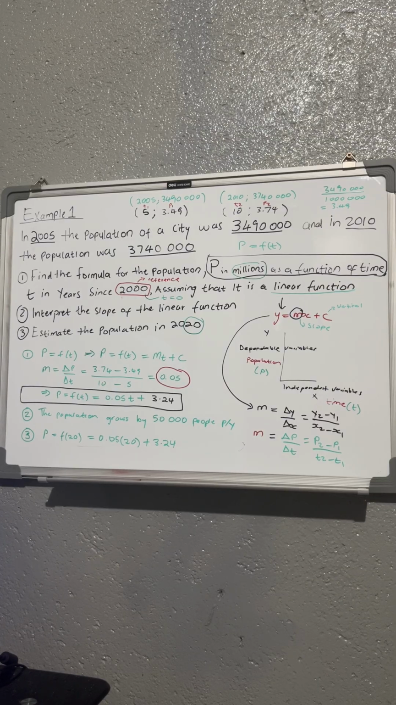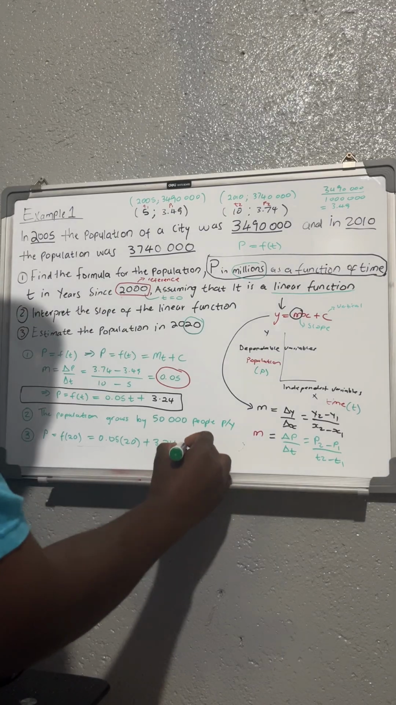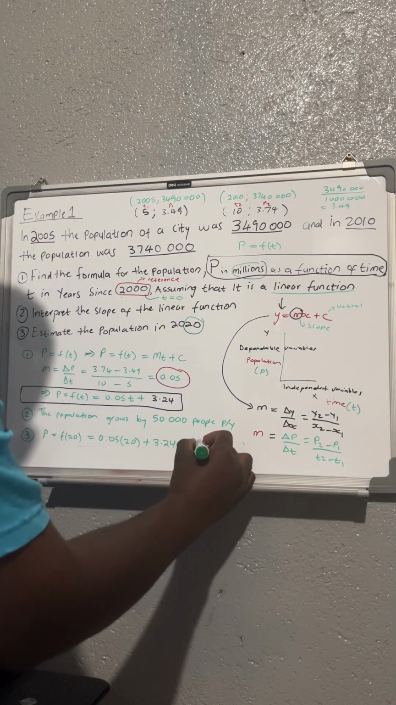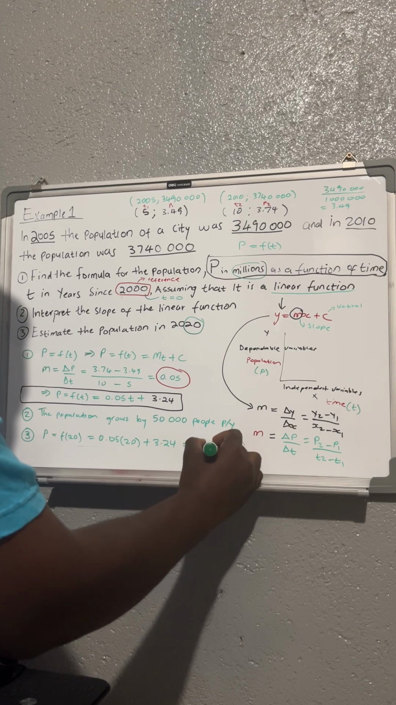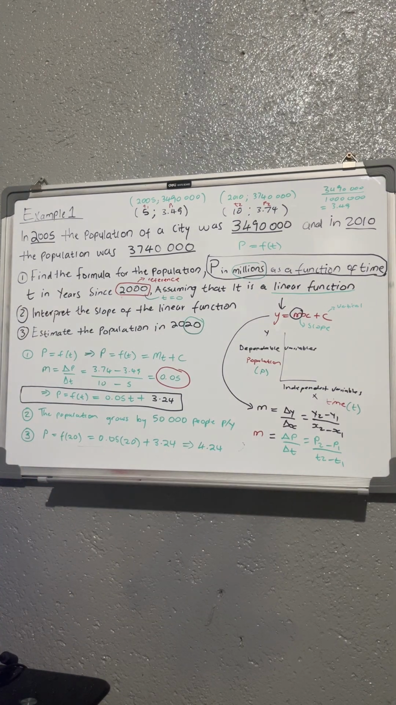So now your estimation, you're going to do this, and this will give you something like your 4.24. So now your conclusion will be what? Since I don't have space at the bottom, your conclusion will be the population in 2020 is 4.24 million. And that's basically how you do this type of question.